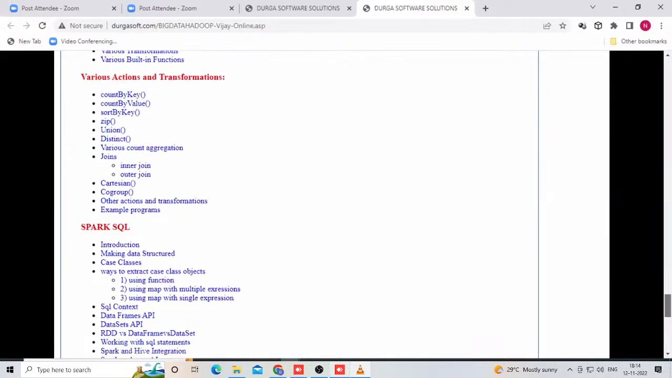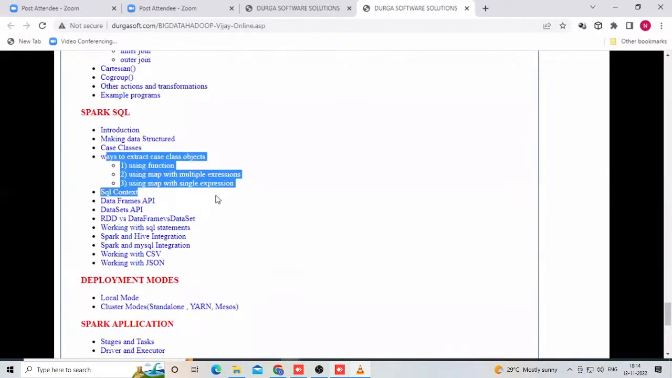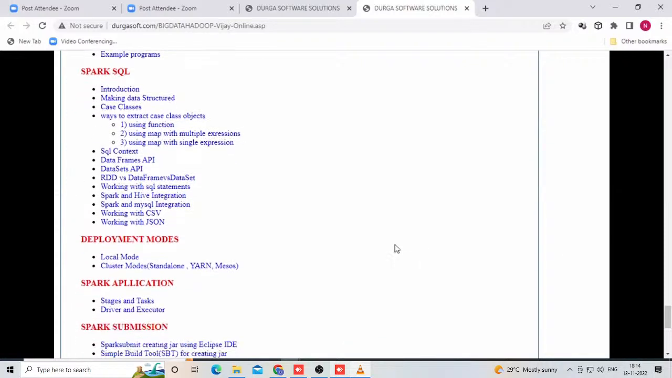Next, Spark SQL, making data structured and working with different data frames. We have many data frame APIs available, and we'll work with different file formats, CSV, JSON, integration with MySQL, integration with Hive, and many other things. Hive and HBase integration, and deployment modes, local mode, cluster mode, right?